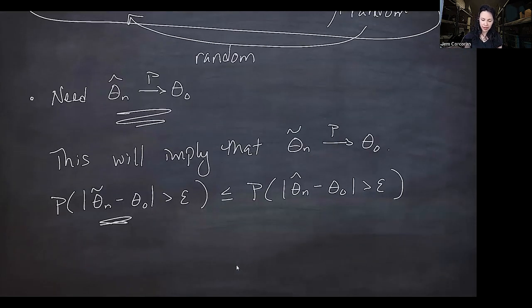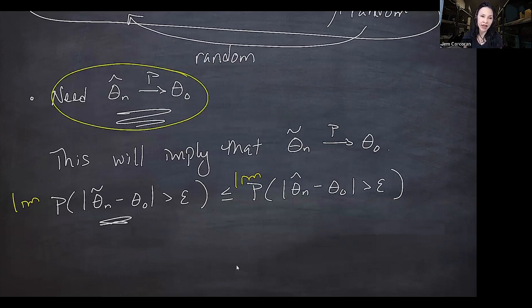So now if you take the limit on both sides as n goes to infinity, the right-hand side, if we assume that we have convergence in probability, i.e. if we assume we have the conditions that will get us that, then that second probability is going to 0. And therefore the first probability is going to 0. So that's how we get the convergence of the random variable theta n tilde going in probability to theta naught. Does that make sense?